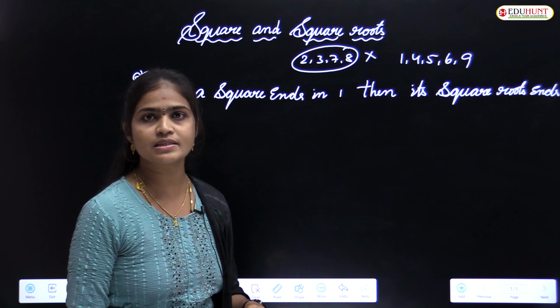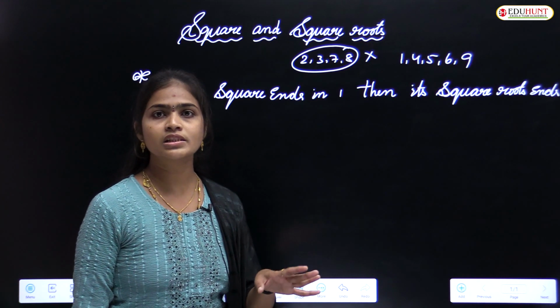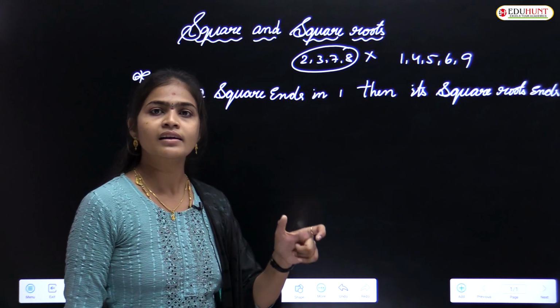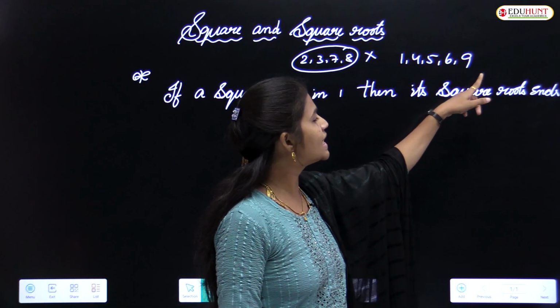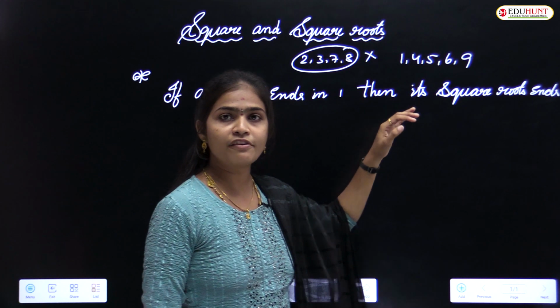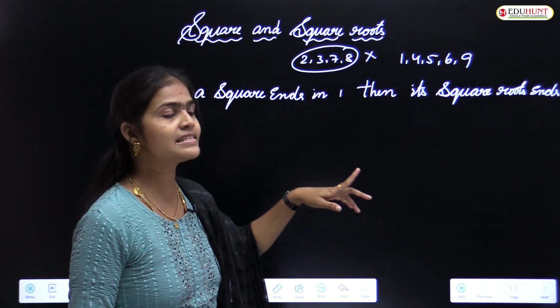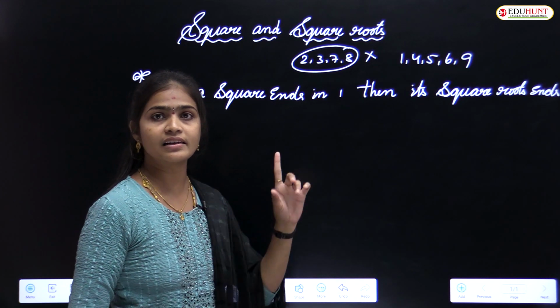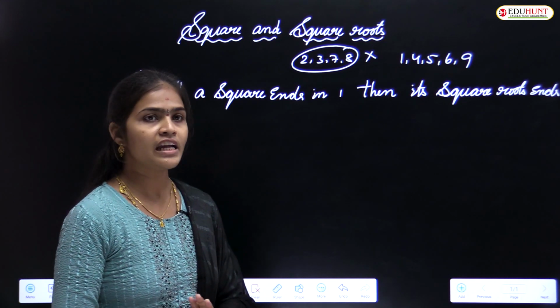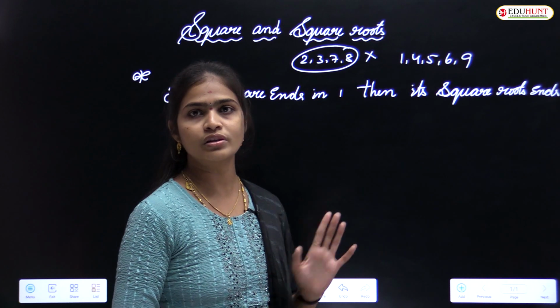Those all are perfect squares, we can say that. Not all are. If it is a perfect square, then it can end with either 1, 4, 5, 6, 9. If it is a perfect square, it should not end in 2, 3, 7, 8. That is the difference. Already we discussed those differences in the previous video. If anybody missed that video, once go to that video and check it.